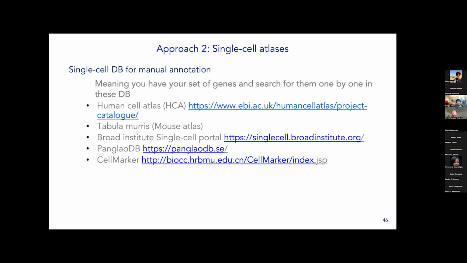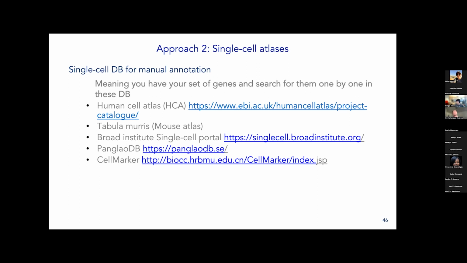Then regarding single cell atlases, these were more like bulk atlases, but nowadays a lot of single cell atlases come out as part of the Human Cell Atlas initiative, as well as other initiatives that are out there. In a lot of these, you can take a set of genes or your gene and search them one by one, trying to figure out what cell types have been reported to express it, and try to associate your clusters or groups based on this.